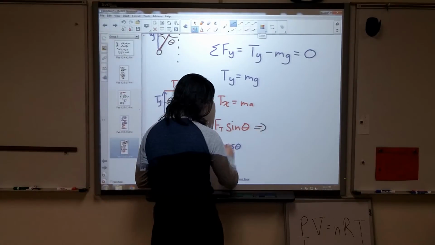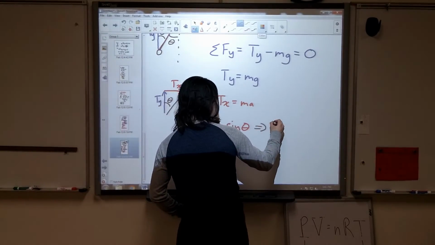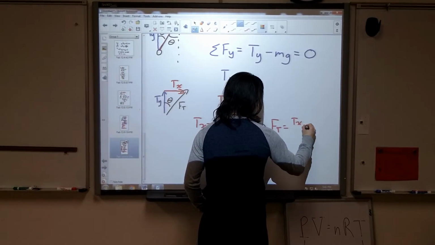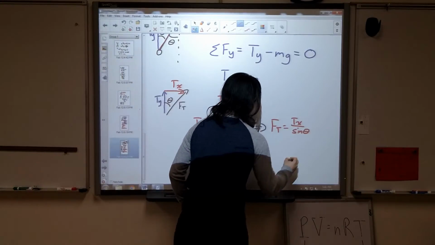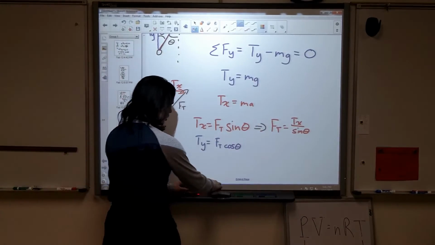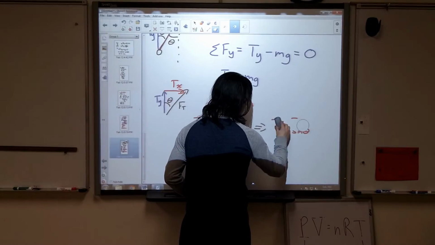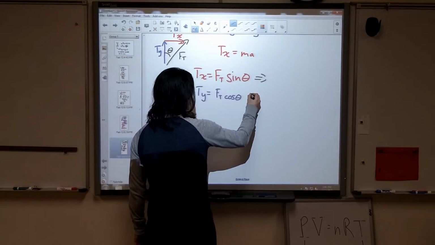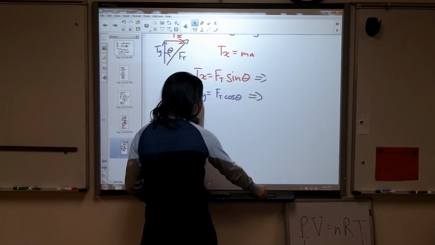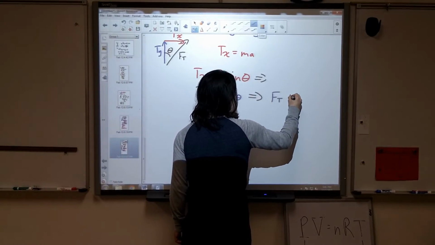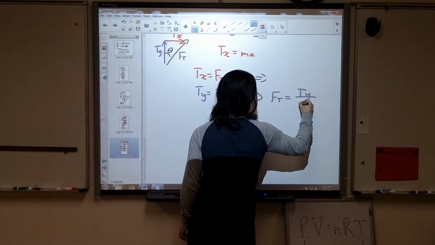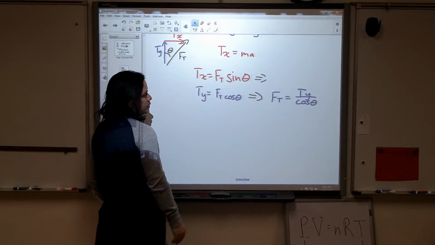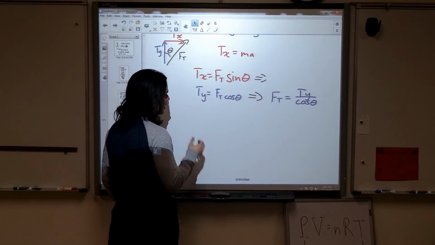Here's what I'm going to do. I'm going to turn this into Ft is equal to Tx divided by sine theta. Oh, I'm sorry, that one's probably not actually needed. You'll see why in a moment. Tx is actually what I'm looking for. What I need to do is convert Ty in that way. So, Ft is equal to Ty divided by cosine theta. I apologize. You can do that replacement up there, but it's not actually going to directly help you.